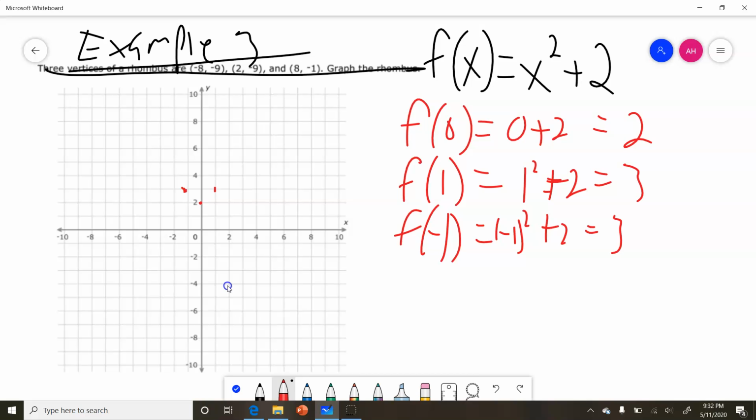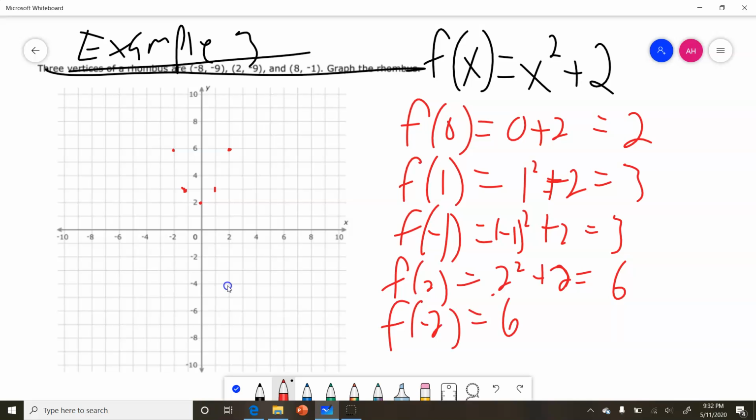Negative 1 at 3. Now I try f of 2, and I'm going to get 2 squared, which is 4, plus 3, or sorry, plus 2. 4 plus 2 is 6. So I'm at 2, comma 6, negative 2, comma 6, right? They match. And then I do f of negative 2, which I already did, which is 6. And then f of 3, negative 3, is 9 plus 2, right? 3 squared plus 2 is 11, right? So at 3, I'm all the way here and here.